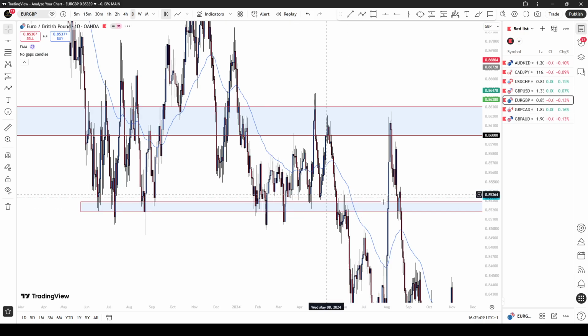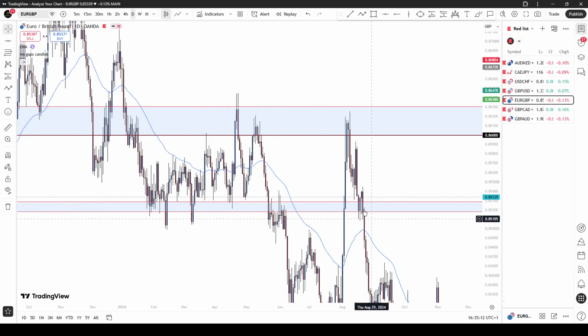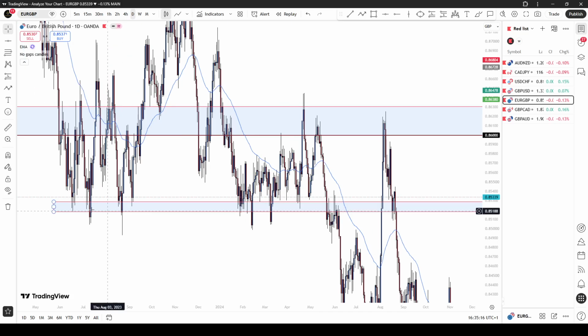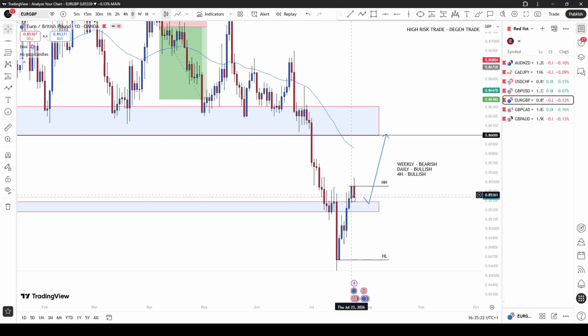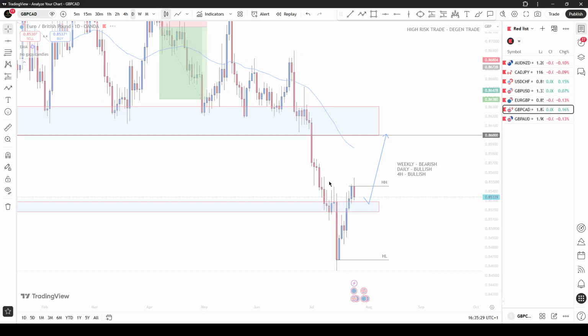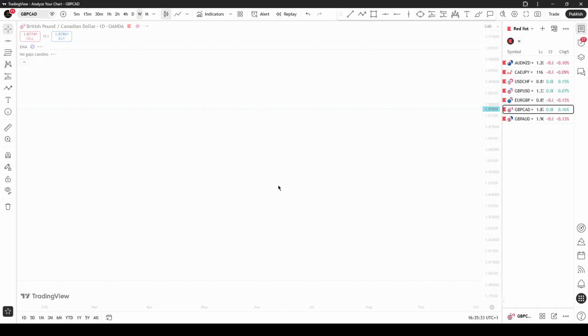So this is just a very strong zone. Okay, you see, support, break, support, resistance, support. It's a very strong zone. So now what I'm waiting for is more push to the downside, rejection, then I'll take the trade up. Very simple pattern. So the next pair is GBP CAD on the weekly time frame.